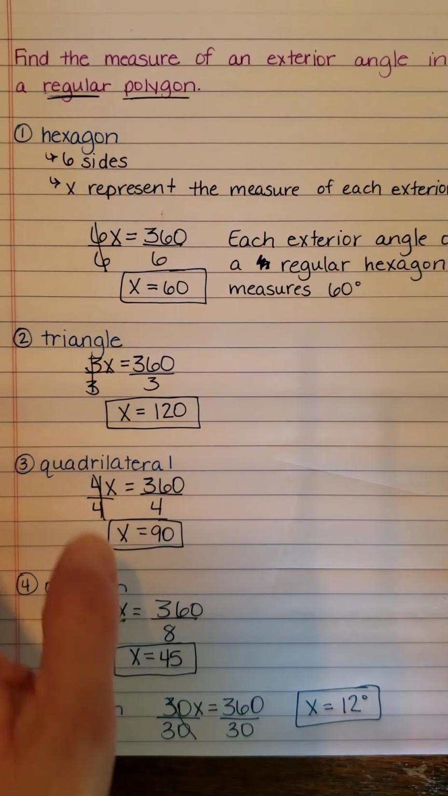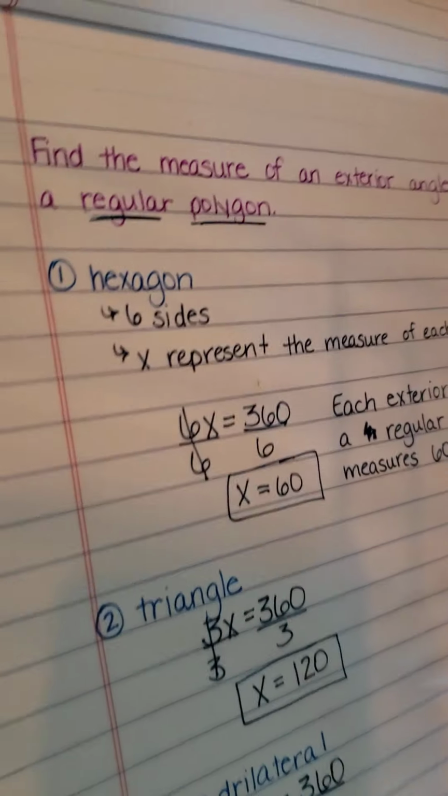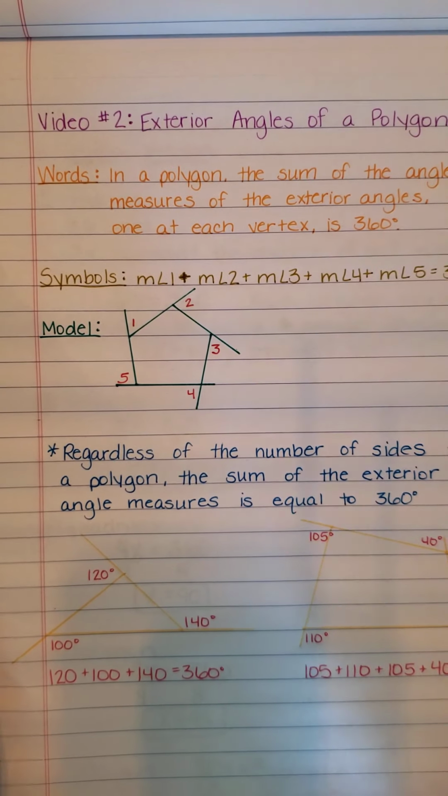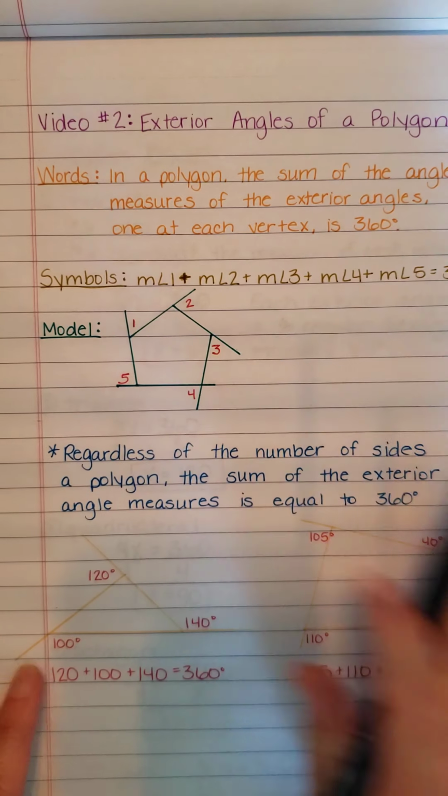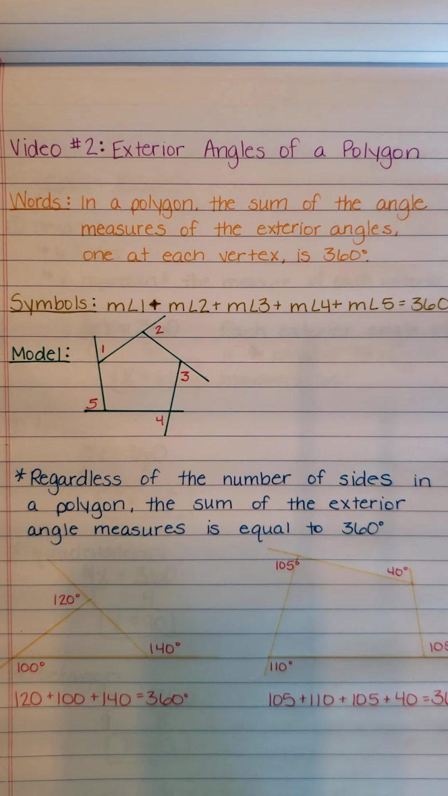All right, so when we're talking about the exterior angles, we're talking about the angles on the outside of the polygon. And if we add all of those angles up on the outside of the polygon, all of them are going to equal 360 degrees.